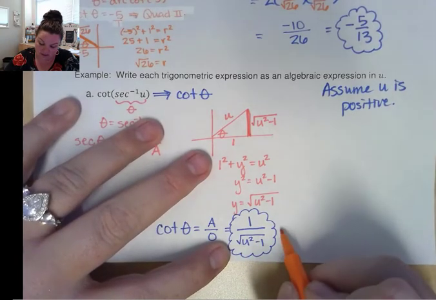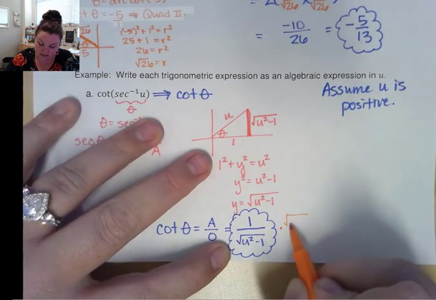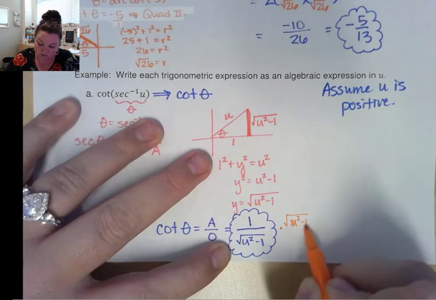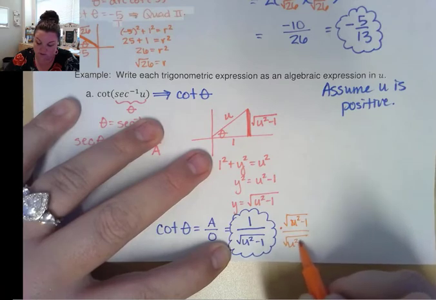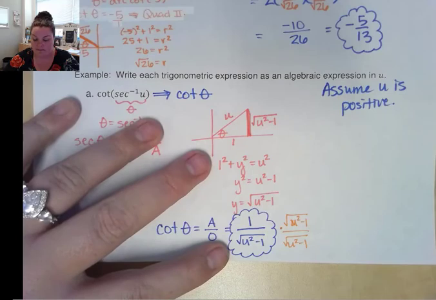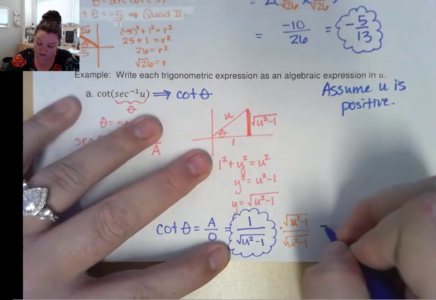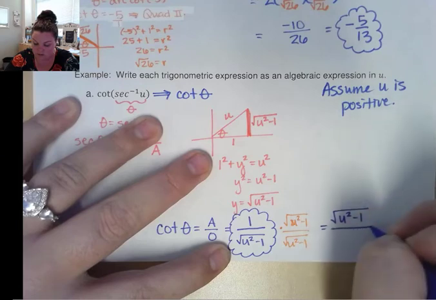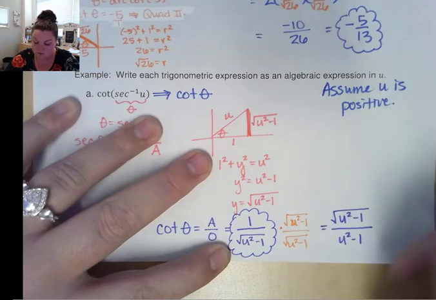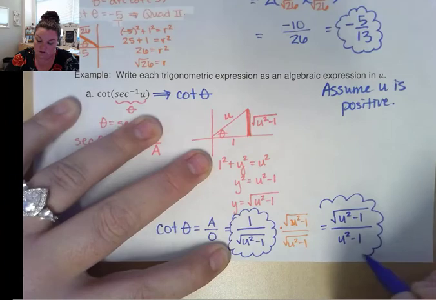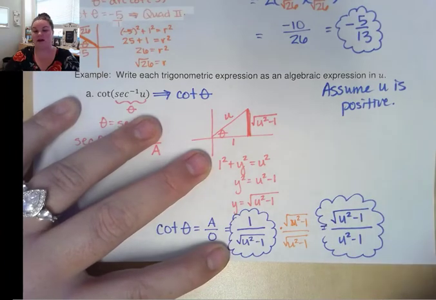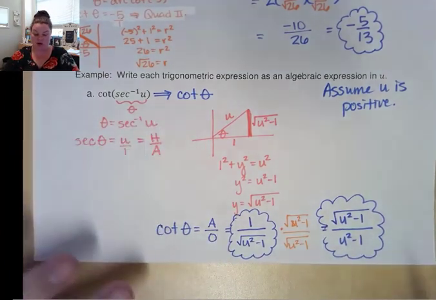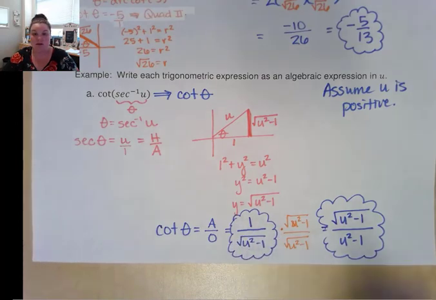To rationalize the denominator, we would just multiply by that square root, u squared minus 1, on top and bottom. Okay, so we would end up with the square root of u squared minus 1 all over u squared minus 1. My math lab might make you take that one extra step, but on an exam, I would be fine with you stopping here.